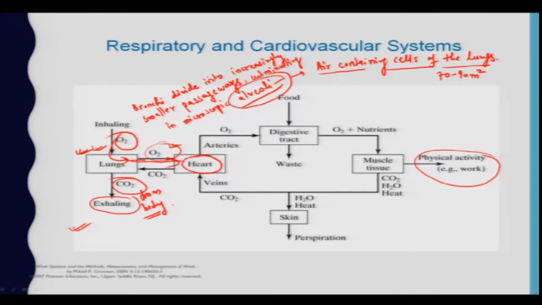So basically, through arteries, this oxygen goes to the digestive tract, and this oxygen helps in the digestion of the food as well. In the digestive tract, the food is converted to suitable nutrients required for our body, which go to the muscle tissue, helping in the physical activity which we perform on a daily basis.